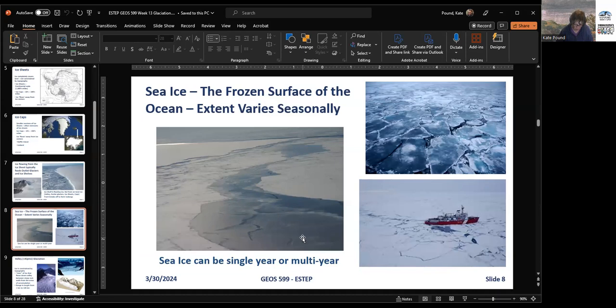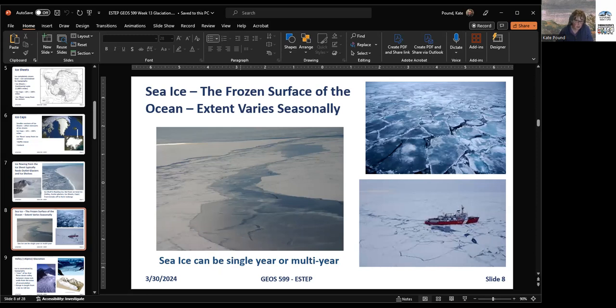A great movie to watch is Shackleton's Endurance. You really get a feeling for what the southern oceans and existing on an ice shelf or sea ice can be like.